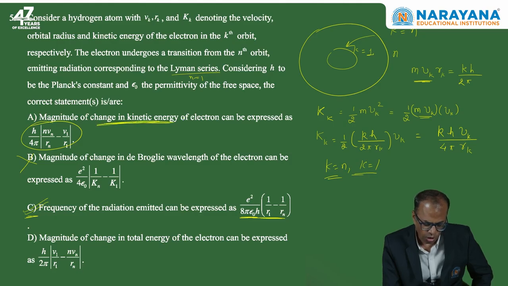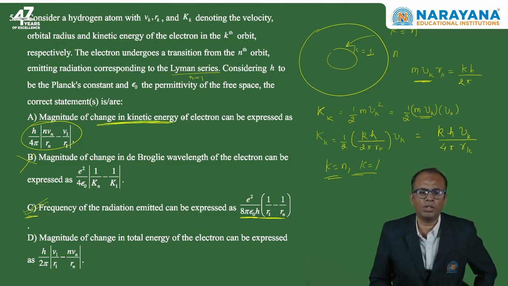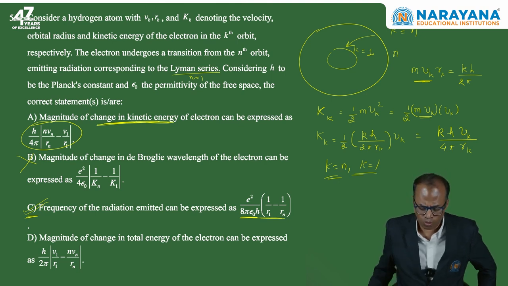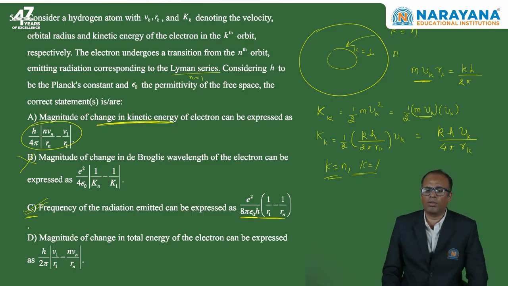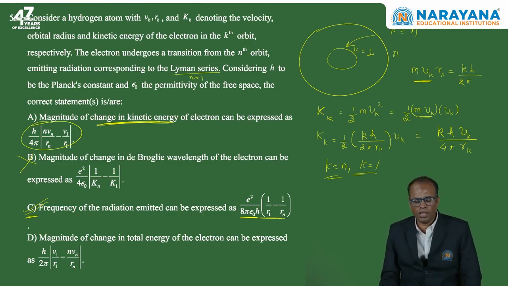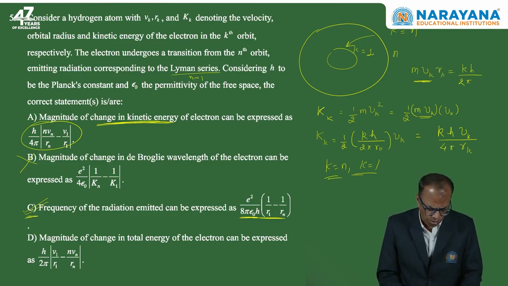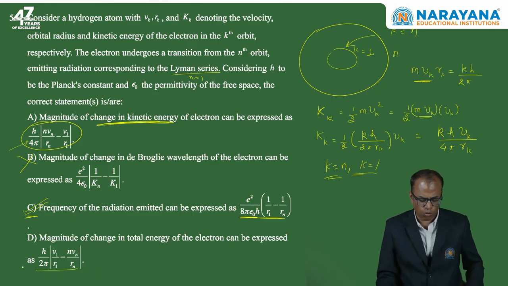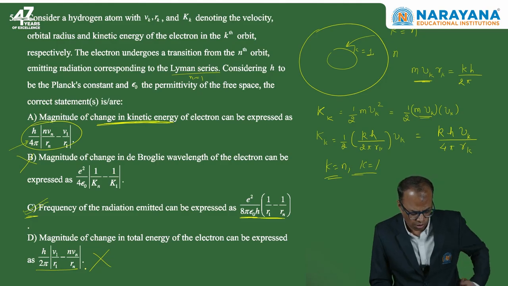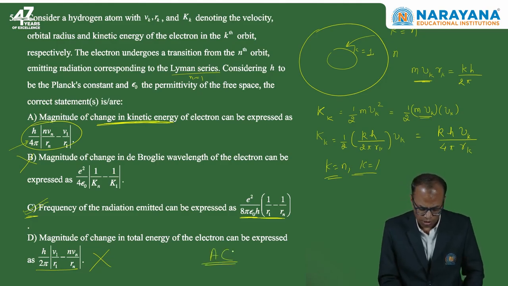Option A. In option A, we calculated the magnitude of change in kinetic energy. And I think the magnitude of change in total energy should also be this, because I know that total energy is nothing but the negative of kinetic energy. So if the kinetic energy is half m v squared, the total energy in Bohr's orbit comes out to be minus half m v squared. So this should have matched with option A, but we got a 4 pi over here, and we are getting only a 2 pi over here. So this is not correct. So the correct answer is A and C for this question.